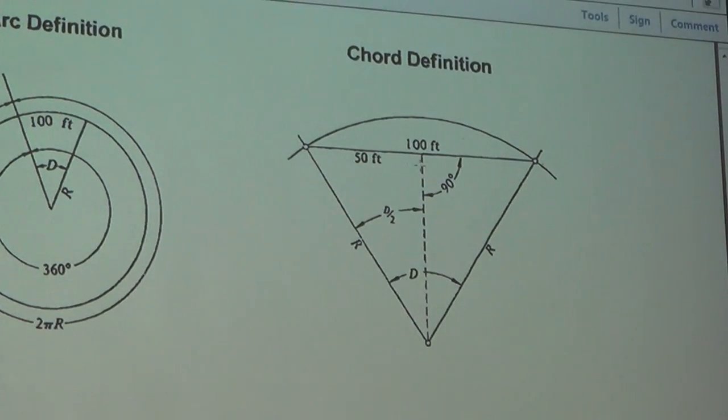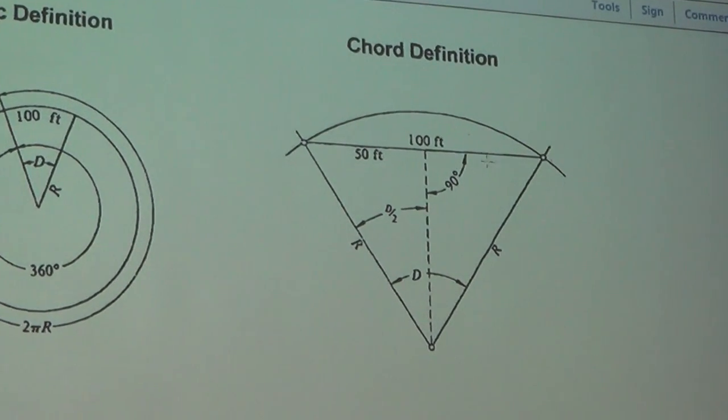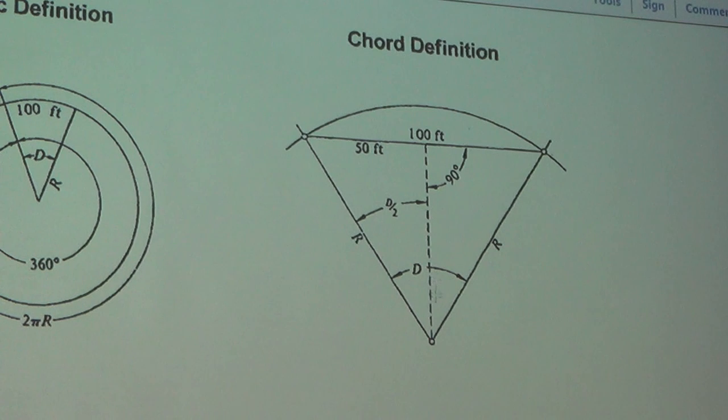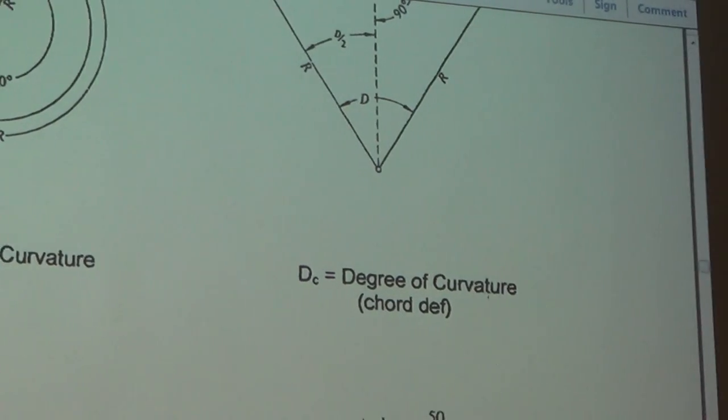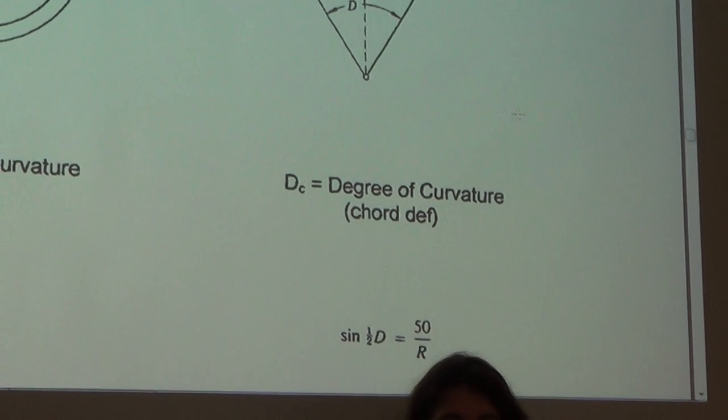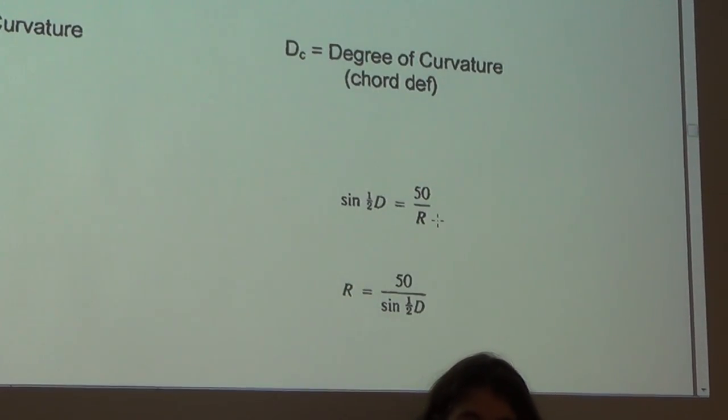so it's 50 feet on the left and 50 feet on the right, and by drawing a line down here, now the angle here is D over 2, and we already know these are R's, so can I say the sine of D over 2 is equal to 50 over R? Let's look down here. The sine of D over 2 is equal to 50 over R. So R then is equal to 50 over the sine of D over 2.